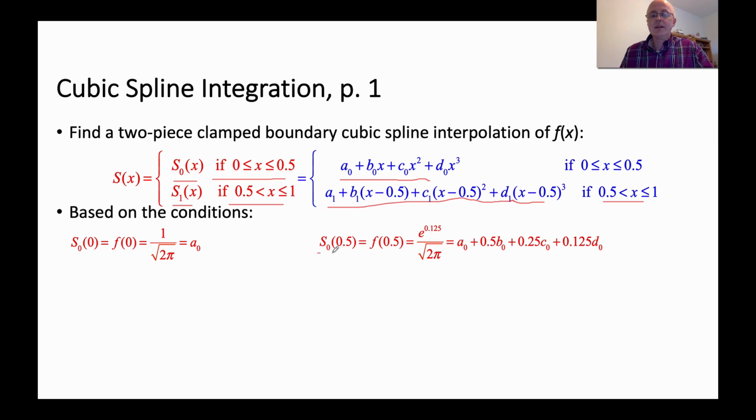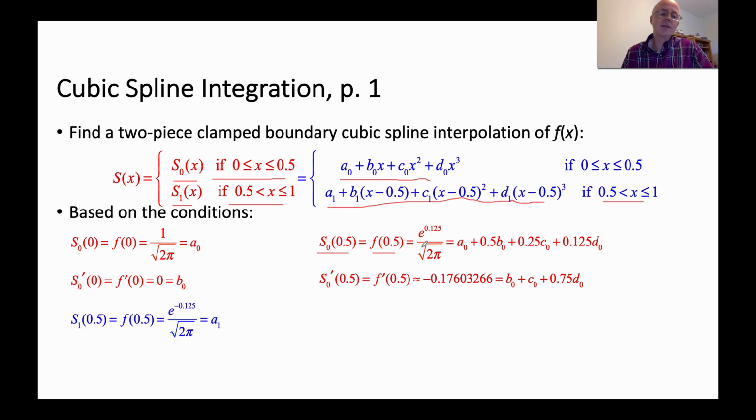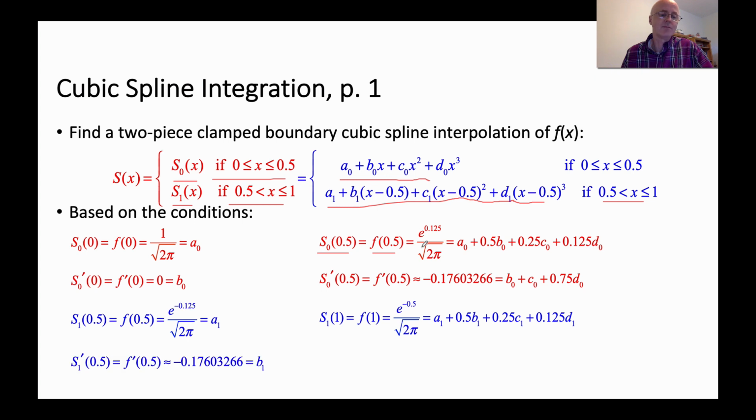The value of this first one at the right endpoint must equal the function value there, so you get this equation. You may want to approximate these things here. I'm just going to let Mathematica do it. We want the derivative values at the left endpoints to match, and at the midpoint 0.5 to match, and you want similar kind of conditions on S1. Function values over the second intervals and derivative values over the second intervals need to match.